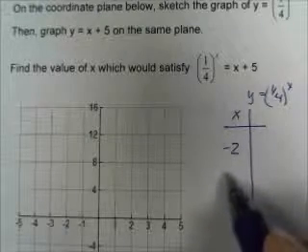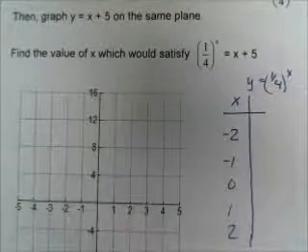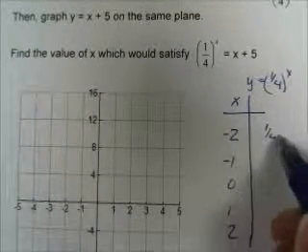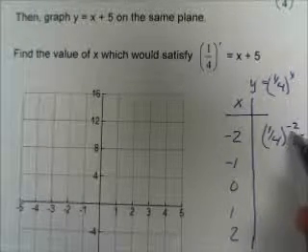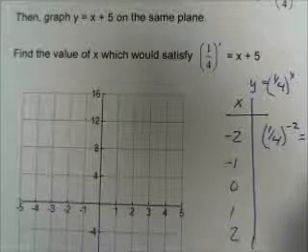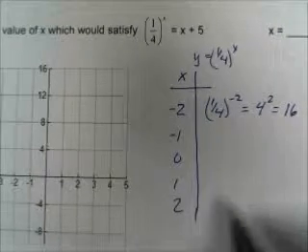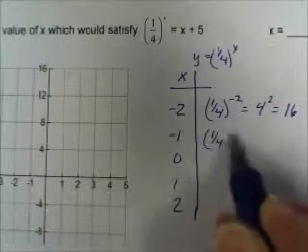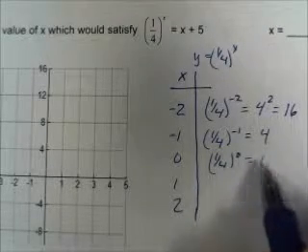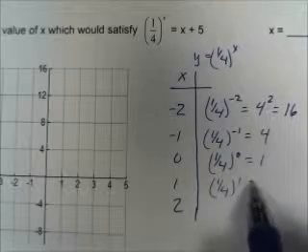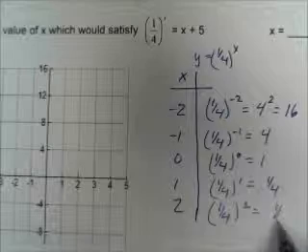-2, -1, 0, 1, and 2. So maybe now you want to stop and fill in. So 1/4 to the -2, taking care of the negative, I'm going to invert the fraction. That's going to be 4 to the second, which is 16. 1/4 to -1, that's going to be 4. 1/4 to the 0, 1. 1/4 to the first, 1/4. And 1/4 to the second, 1/16.